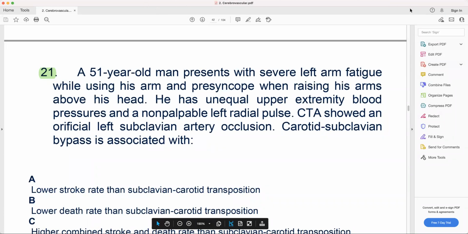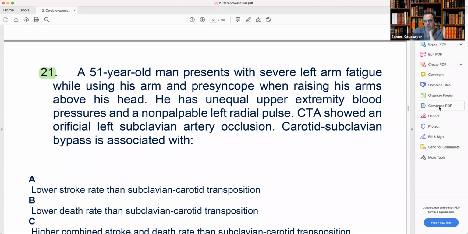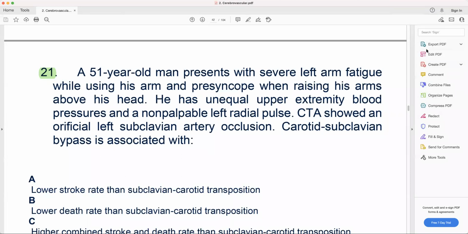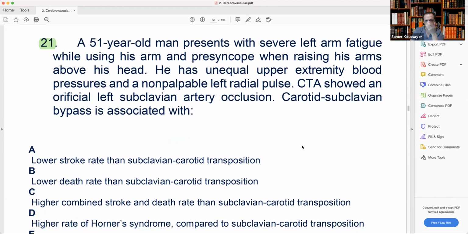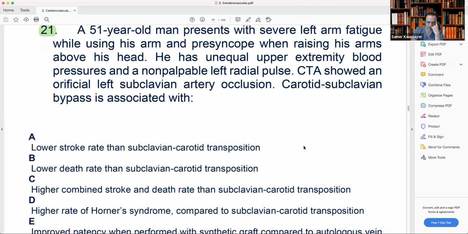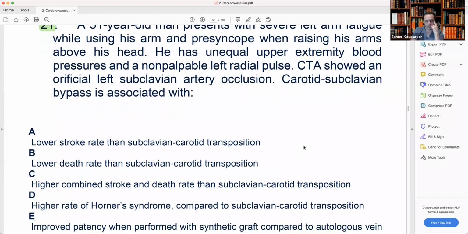So we have steal syndrome from the symptoms, not TIAs. And they want us to know what is the best option. Carotid subclavian bypass, okay, this is what we do. Most people now already do stenting for subclavian artery occlusion, but you can also do a bypass. So what are the problems of bypass? Let's see what's the option.